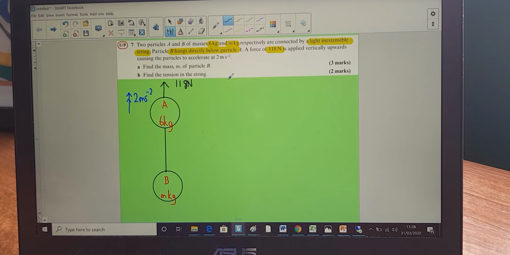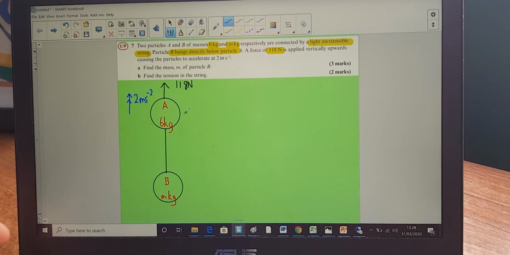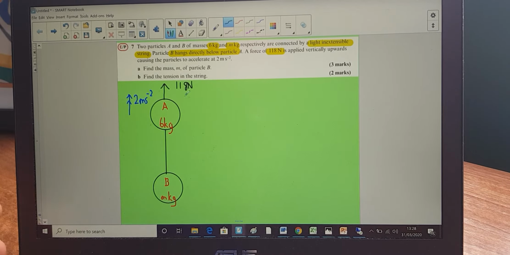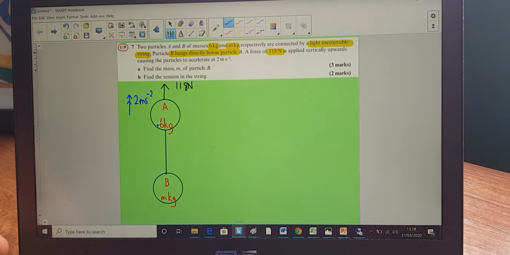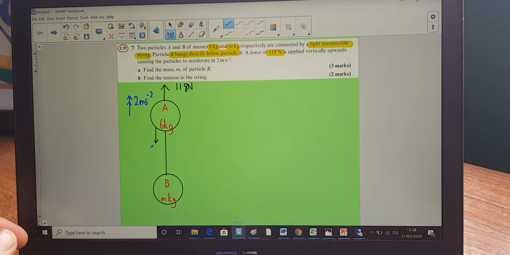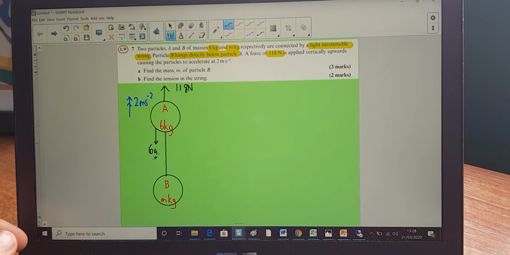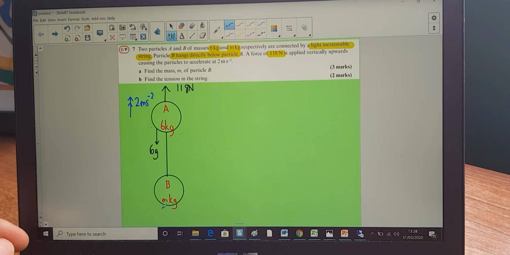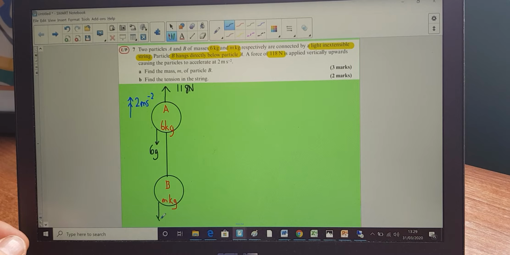Now I'm going to think about what other forces are acting. If this is a particle of 6 kilograms, it has to have a weight. I'm going to label its weight: the mass, which is 6, times gravity, which is g. So the force acting down is 6g. Then I've got another mass here, which is just called m, so the weight of that I'm going to call mg.